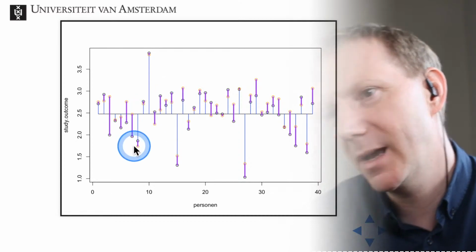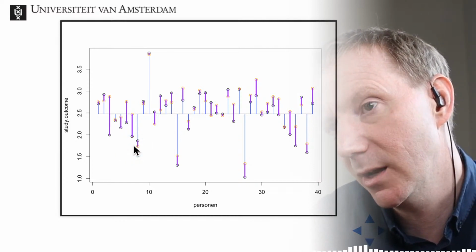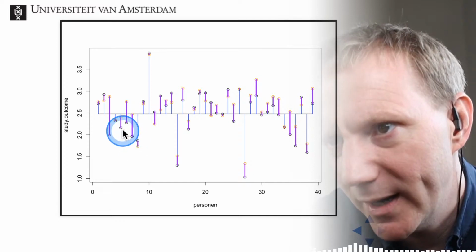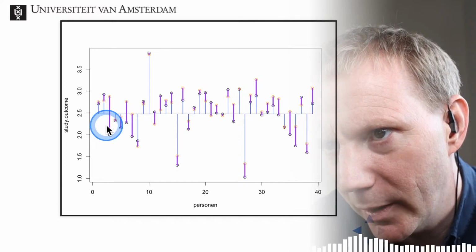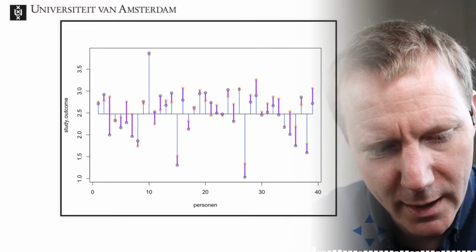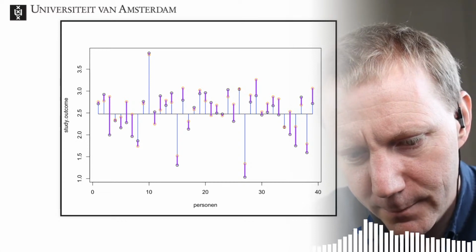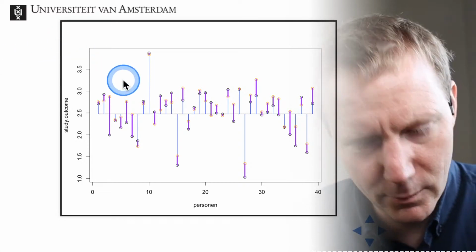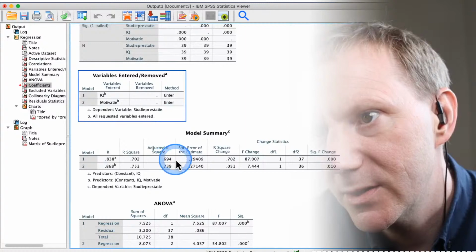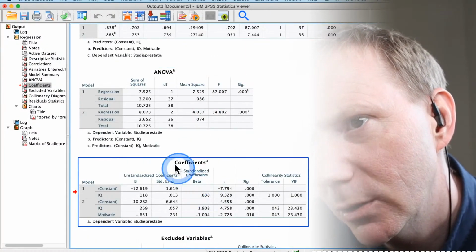So I would say that the unexplained variance is low, and if you square these distances, the purple parts, and add those all together, then what you get is what is in SPSS shown here.